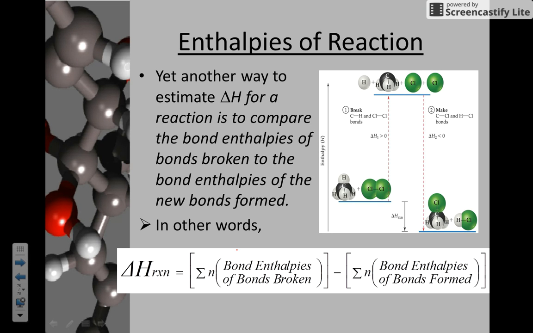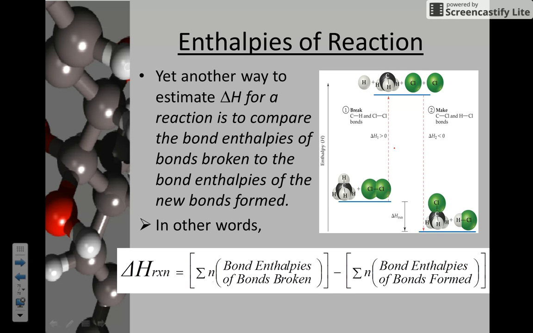But before we do, a couple of things I want to point out. In a formula, when you see this funny-looking backwards 3, this is a Greek letter. It's called a sigma. When you see this in a formula, it means to sum up what comes after it. So we're going to be adding up the bond enthalpies of the bonds broken, taking into account the moles that we have of them. And then we're going to sum up the bond enthalpies of the bonds that are formed as the products form, again considering how many moles we have of each bond. And then we're going to subtract.